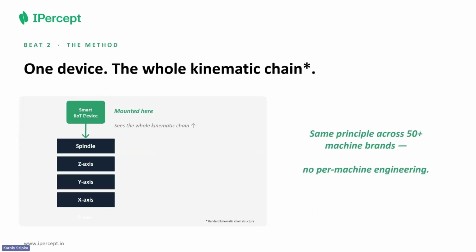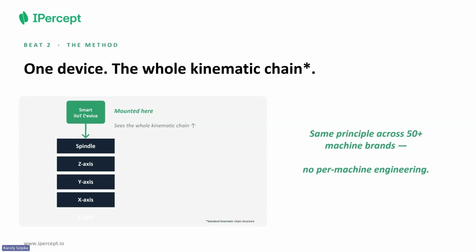A CNC machine is a chain. The base sits on the floor, and above the base there are the axes, above that other axes, and so on, all the way up to the table. This is what we call the kinematic chain, and every component contributes to how the machine moves. So when a component starts to degrade, a bearing in the ball screw, an error in the linear guide, an imbalance in the spindle, that degradation impacts the motion of the machine. Not the sound, not the heat, the motion.